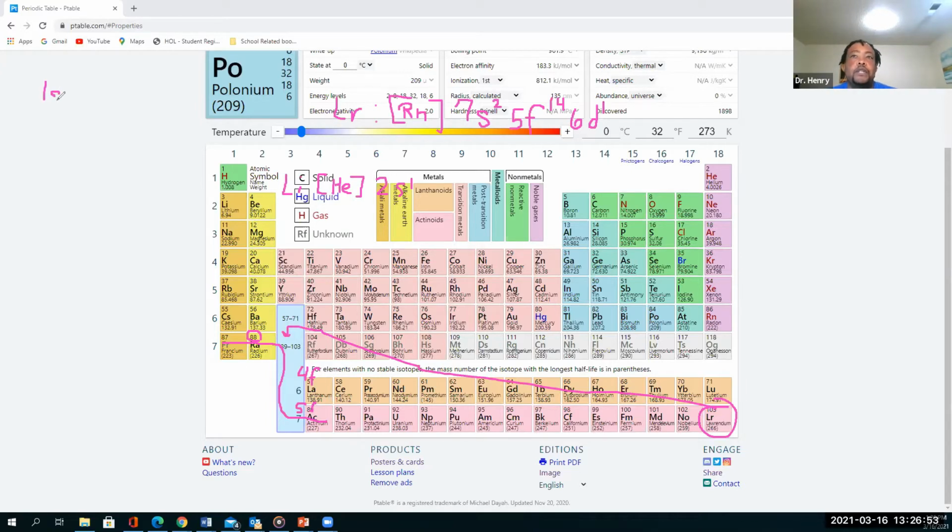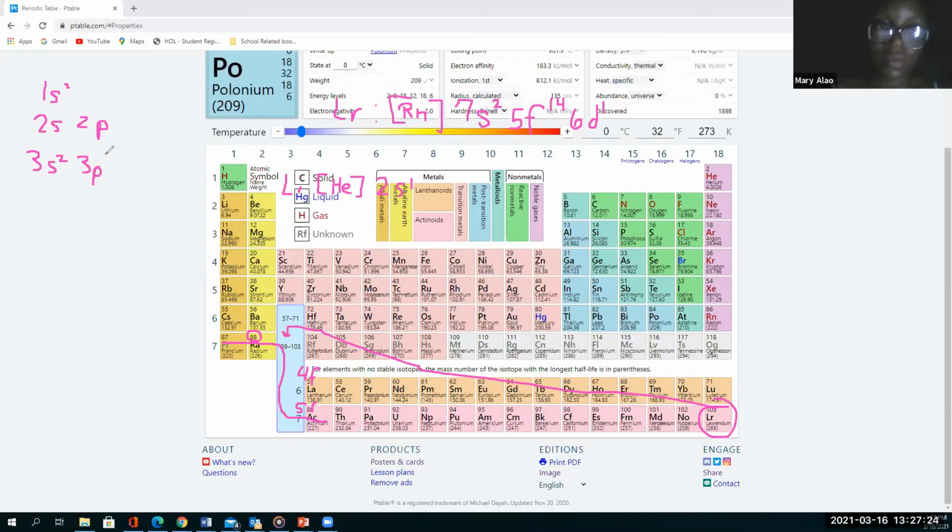We have 1s. Is there a 1d or a 1p? No, there isn't. Then we go 2s, 2p. Is there a 2d? No. Then we go 3s, 3p, 3d. Doesn't it go to 4s and then 3d? I thought it's 4s before 3d.